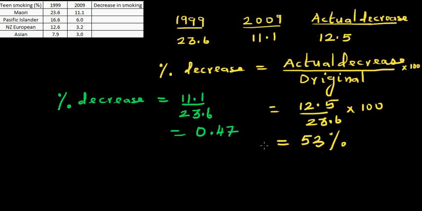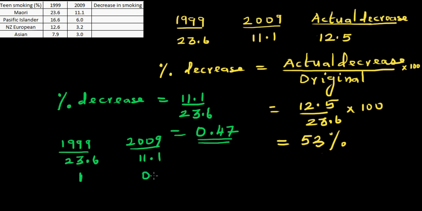What does this mean? Let's understand the meaning of this number. Let's say this is 1999 and this is 2009. In 1999 it was 23.6 and in 2009 it is 11.1. So this number means if in 1999 it was 1, in 2009 it is 0.47. That means if there were 100 people smoking in 1999, now there are 47 people smoking. That's the meaning of 0.47.